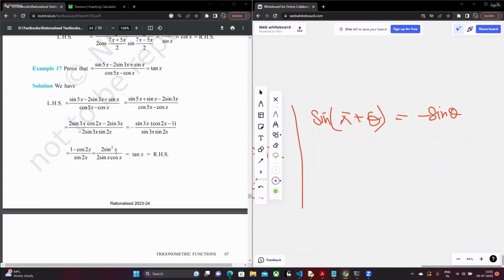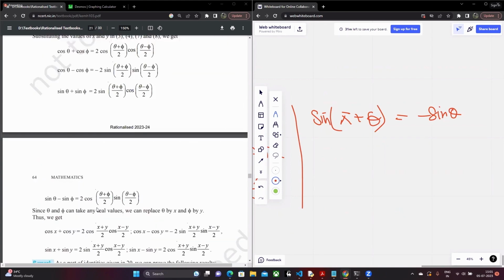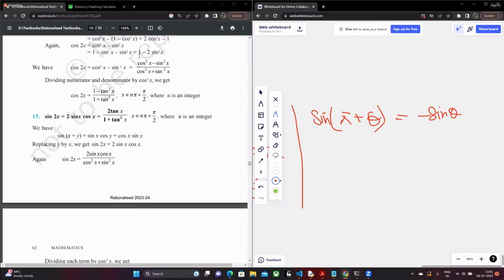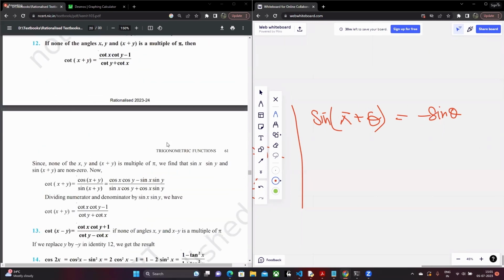This is, if I'm not wrong, given over here. I don't know which number. Yeah, over here, number 9. You can see that you have sine of pi minus x being sine x, and sine of pi plus x being minus sine x. Instead of x, I've used theta. That's the only difference. All right.